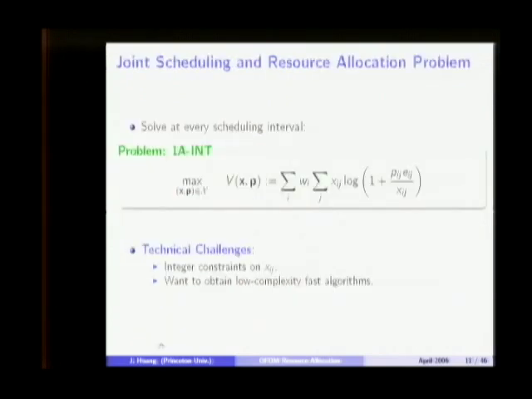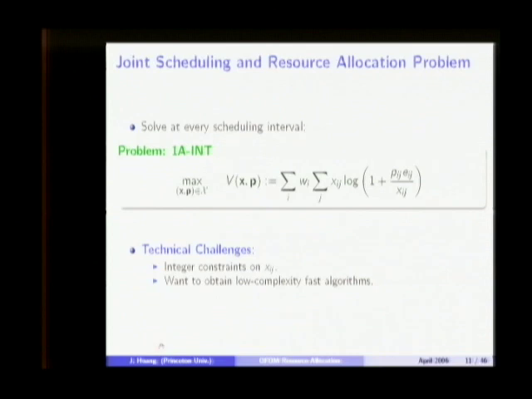So this is the problem that we want to solve, the joint scheduling and resource allocation problem that has to be solved at every scheduling interval at the base station. We want to choose the channel allocation and power to maximize this primal variable, which is essentially the aggregated rate across all users. The weight factor Wi represents the gradient of the utility, as I mentioned before. So what are the technical challenges of solving this problem? The first is the integer constraints. The second is that because this has to be solved at every scheduling interval, typically on the order of a millisecond, we need to find an algorithm that is low complexity and has fast convergence.